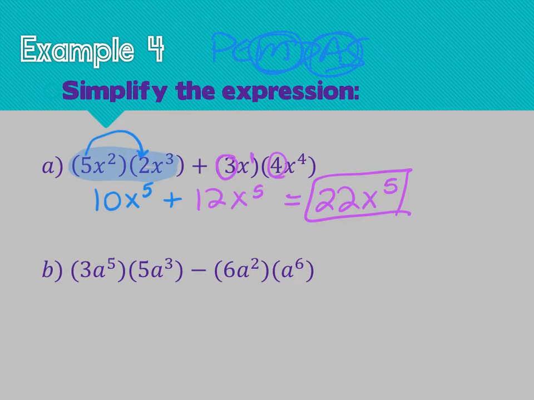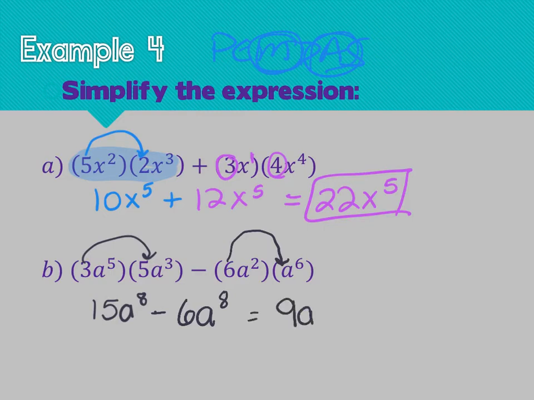All right, next up is B. We start with 3 times 5, which is 15. A to the 5th times a to the 3rd, which is a to the 8th. Minus, this time, I do 6 times 1, 6. A to the 2nd times a to the 6th is a to the 8th. Again, these are like terms, so I do 15 minus 6, and I get 9 a to the 8th.